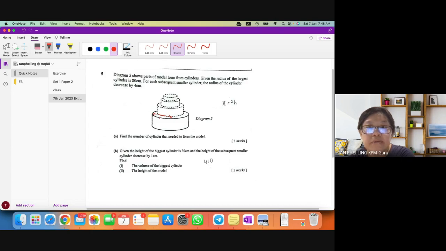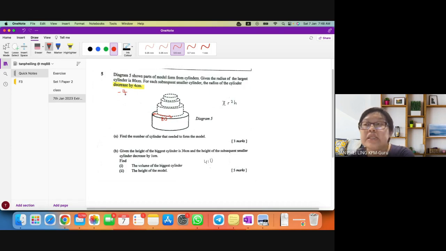The radius of the largest cylinder is 8d, and for each subsequent smaller one the radius decreases by 4. So this is another keyword: each subsequent decrease by 4. How to interpret decrease by 4? It means it gets smaller and smaller by 4 cm. In other words, we should say that it is getting negative 4.